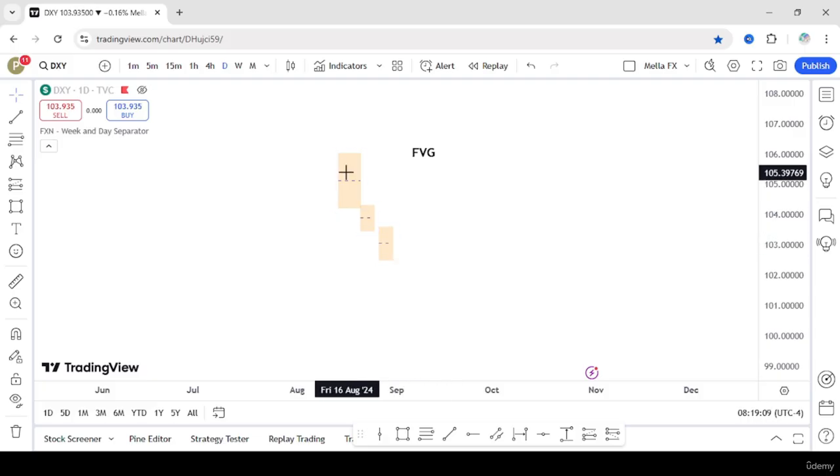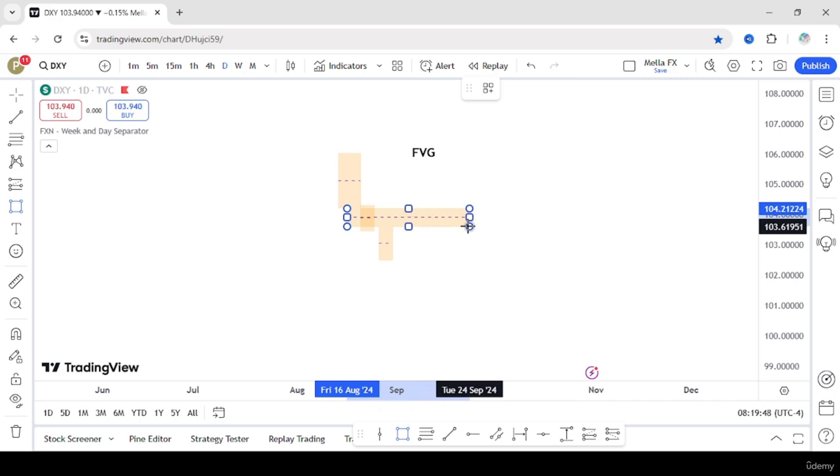So let us assume that these three are candlesticks. When the first candle forms, it overlaps with the second and the third. The second also overlaps with the third, leaving a space, a gap, an imbalance. This space is what we term an imbalance.